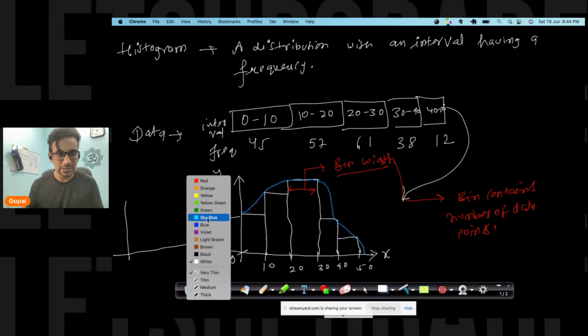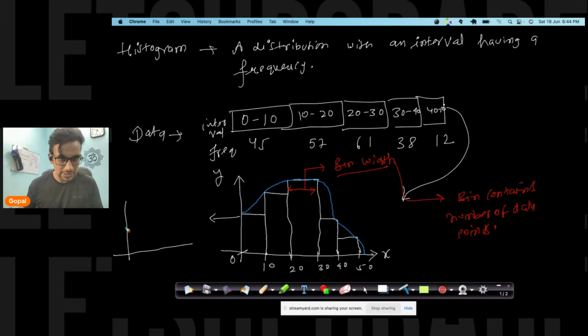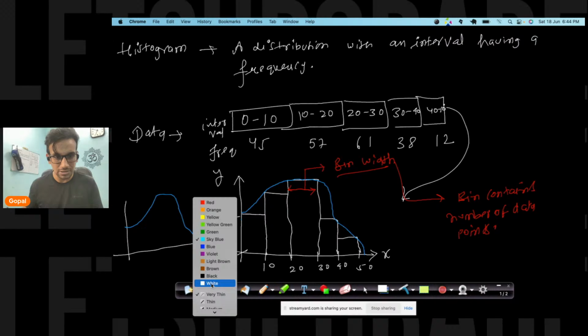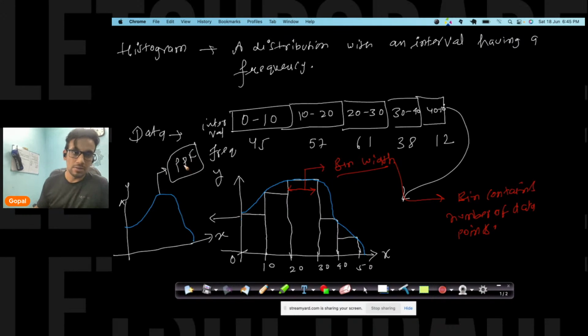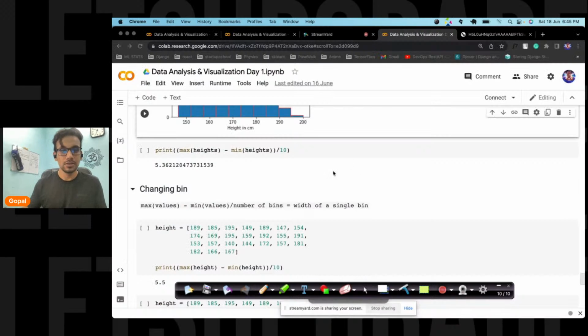How exactly can I see this? Like this. I know I may be making some mistakes here, but this is the best I can do in terms of drawing on graphs because my drawing actually sucks. X and Y. So this is your PDF, the probability density function. But what exactly is it? Let's talk about this right away.